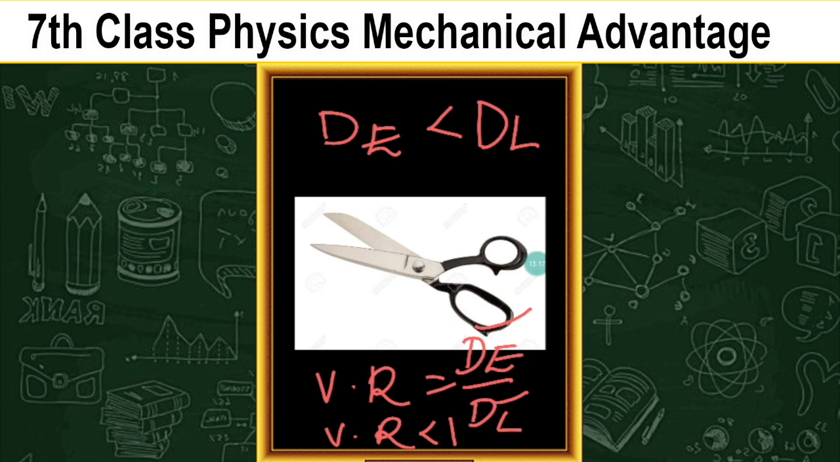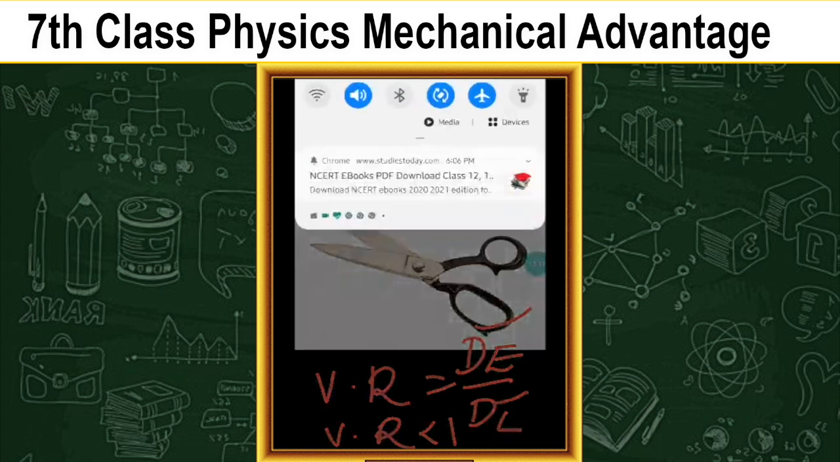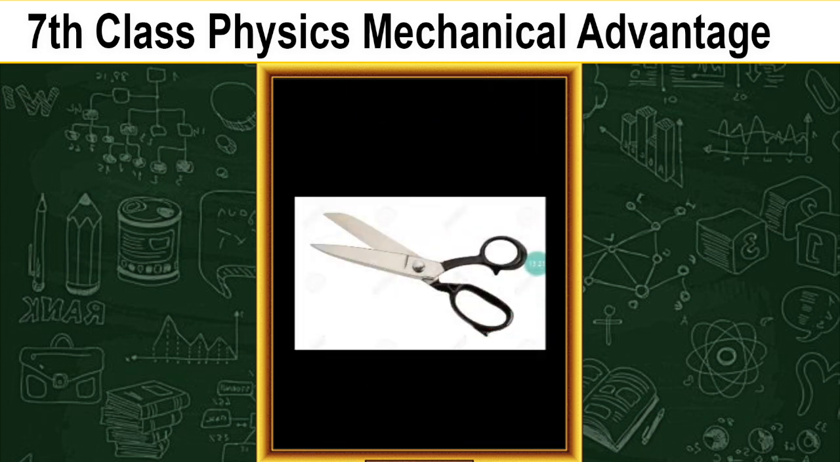So what did we discuss today? Today we have discussed what is mechanical advantage and what is velocity ratio. In both of these, we have three sub-cases, in mechanical advantage and velocity ratio. So you need to practice.